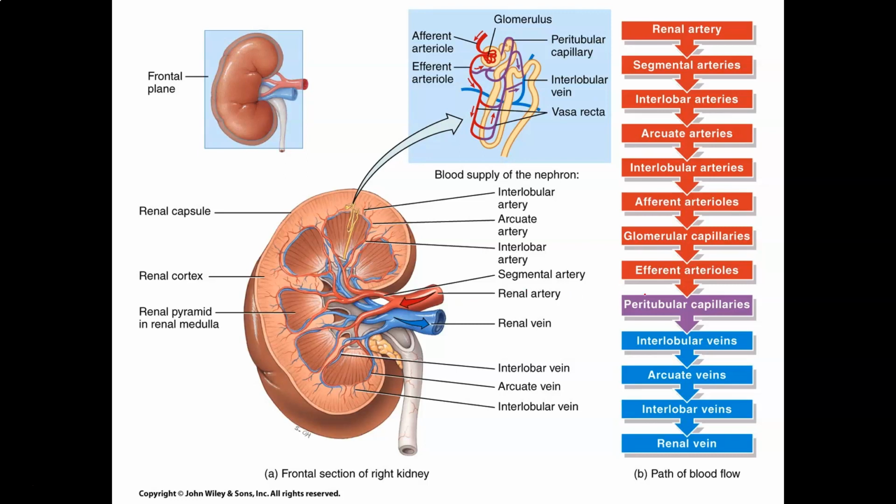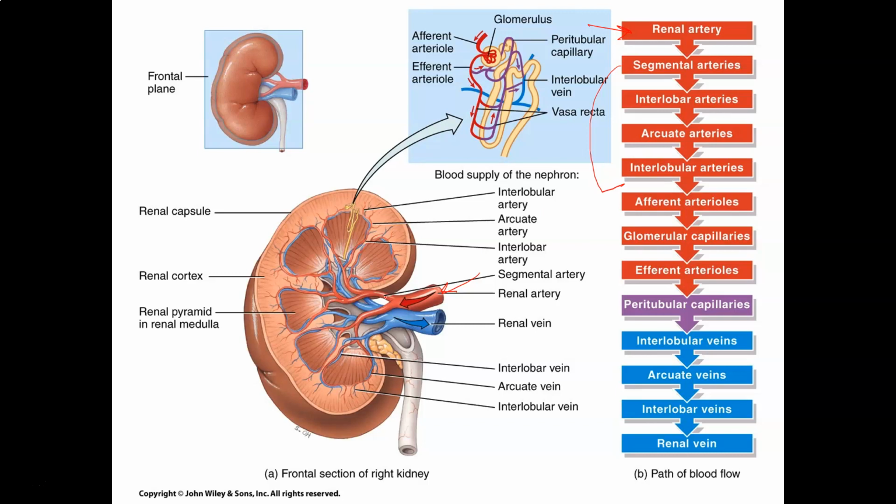So there's lots of blood vessels mentioned here, but let's focus on the main ones. The renal artery comes off your aorta and carries blood into your kidney to be cleaned up. Once it gets in there, it branches repeatedly. These branches in here, segmental, interlobar, arcuate, etc., those are things that you need to look at for lab.